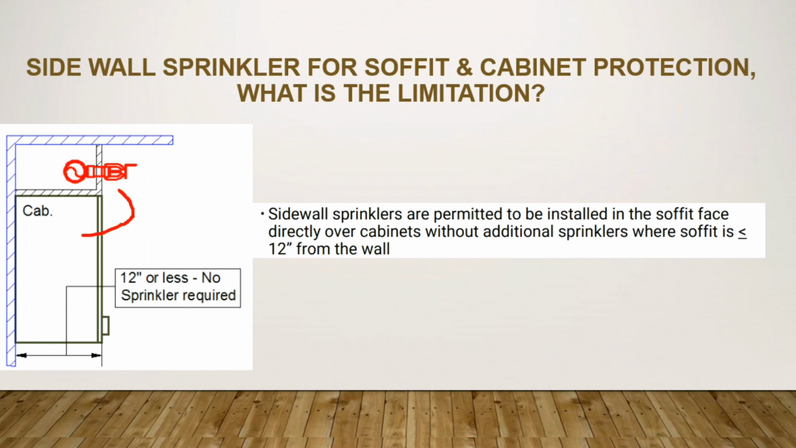Without any additional sprinklers where the soffit is less than 12 inch from the wall. So here, this distance from here to here, if it is 12 inch or less, no additional sprinklers are required. And if the distance is more than 12 inch, then we have to provide the sprinkler.